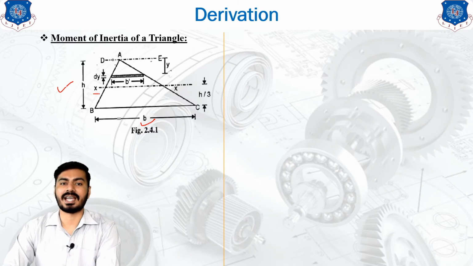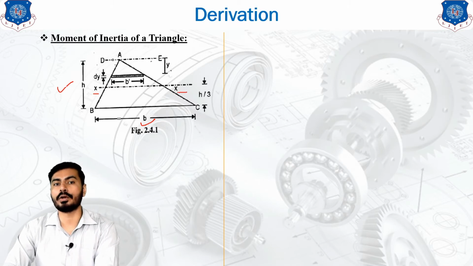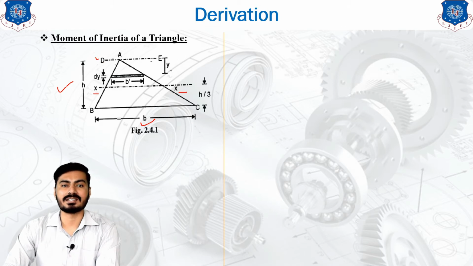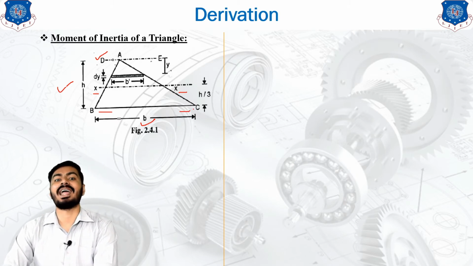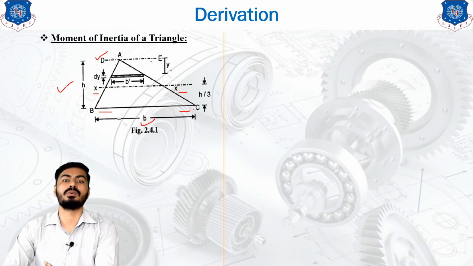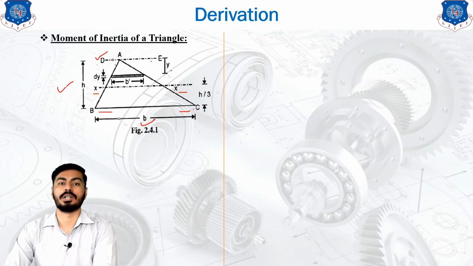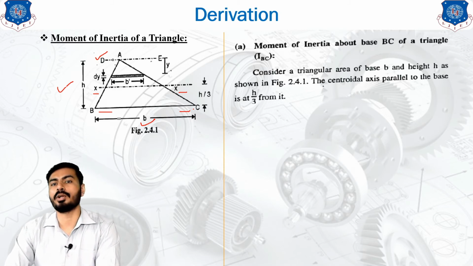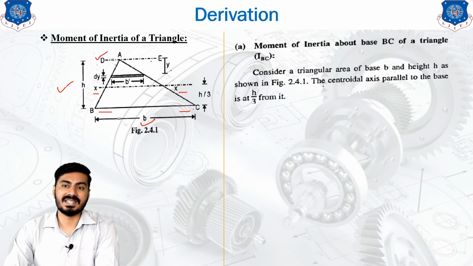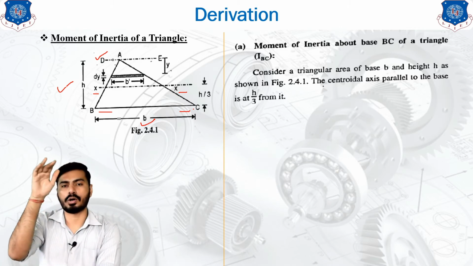Now this x axis is passing from the centroid of the triangle. This DE axis is passing from the top of the triangle, and this BC line is passing from the base of the triangle. You can be asked any moment of inertia passing through any axis. Okay, so about any axis which can be passed through the top, center of gravity, or the base of the triangle. So first we will see the moment of inertia about the base, BC of the triangle. So as I said, you can be asked a moment of inertia about any axis, whether it is passing from the center of gravity or the top or the bottom.